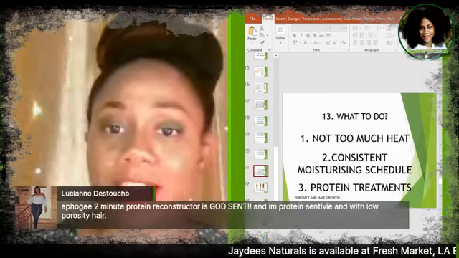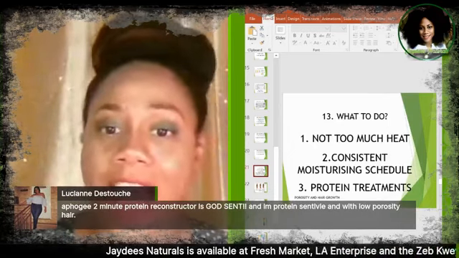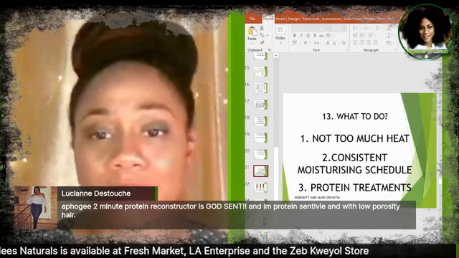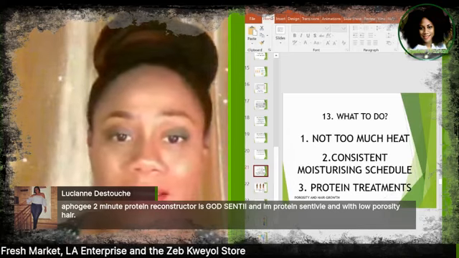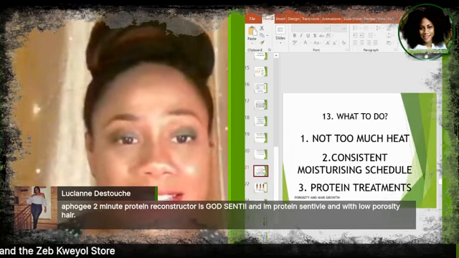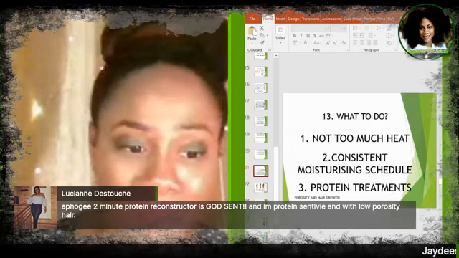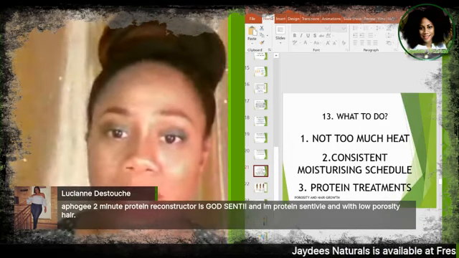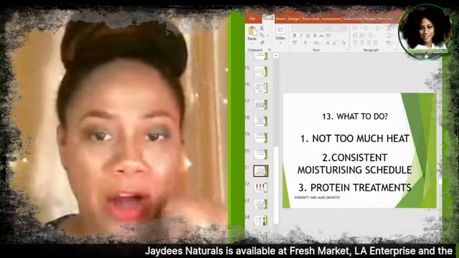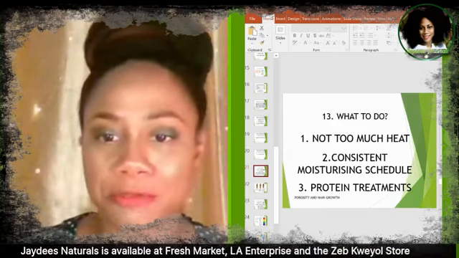Yes, Lucian, trust me, I love that Afro-G. I love it. Even at $96 it wouldn't hurt my heart to spend because I know how well it works. Okay. So protein treatments are your friend.